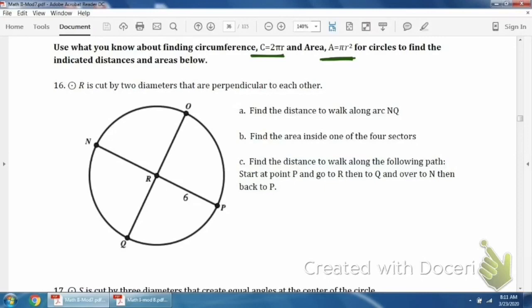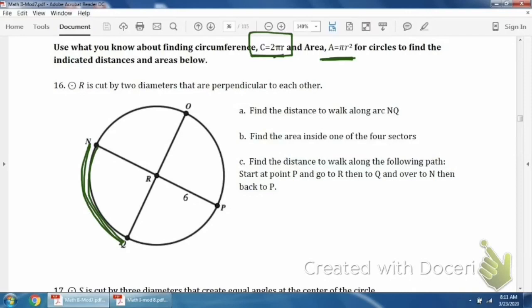Okay, so the first one's, they're saying, find the distance to walk along the arc in Q. So remember, always go in the short way. In to Q is that arc right there. So they want to know what's the distance of that. Okay, so we're talking about the distance on the outside of a circle. So for this one, we're going to be using the circumference formula.